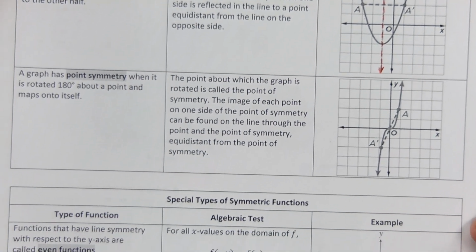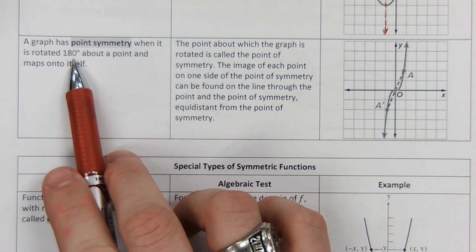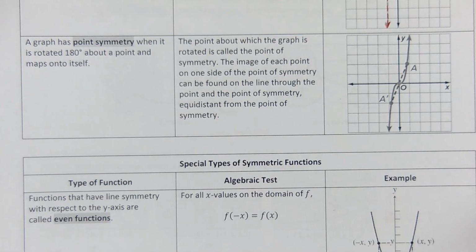The other kind of symmetry that we discuss is point symmetry. A graph has point symmetry if spinning it a half a circle changes nothing. So we say it maps onto itself. If you can turn it a half a circle and you get back the same thing you started with, that graph has point symmetry.